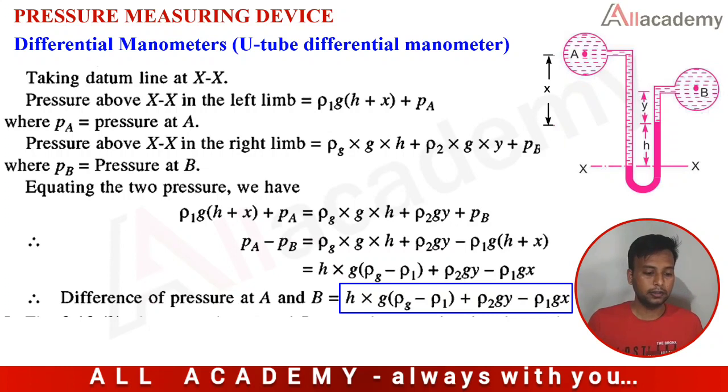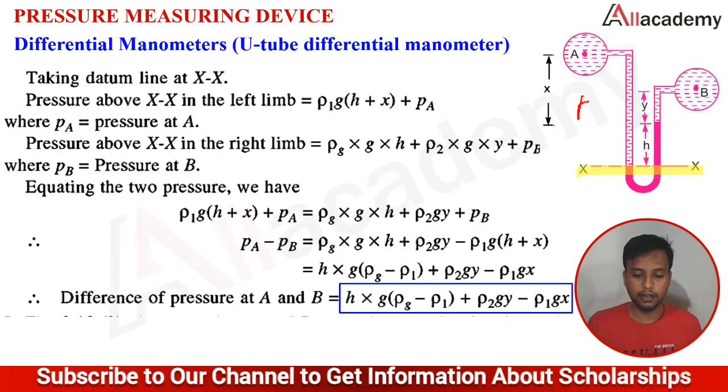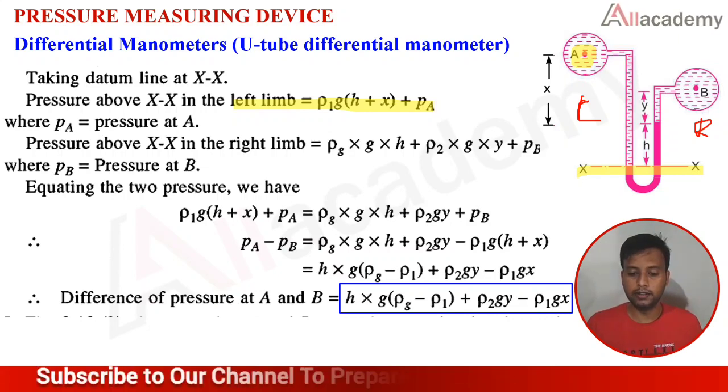Now, considering the datum line, the x-axis, the pressure in the left limb is given as follows. This is the left limb and this is the right limb. The pressure in the left limb is the unknown pressure PA, and only one fluid is raised here.